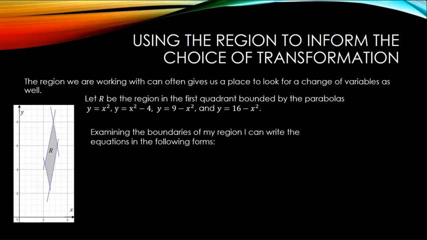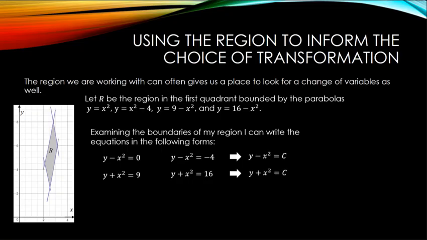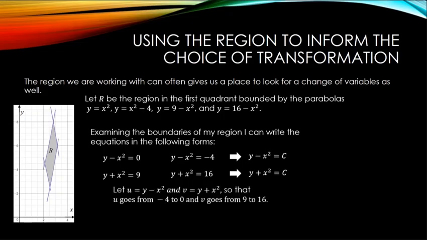When I examine the boundaries, I can write my equations in the following forms. Y minus x squared is equal to 0, y minus x squared is equal to -4, which I can interpret as y minus x squared is equal to a constant. I also get y plus x squared is equal to 9 and y plus x squared is equal to 16, which I can also interpret as y plus x squared is equal to a constant. So my choice of change of variables will be to let u equal y minus x squared and v equal y plus x squared, so that u will go from -4 to 0 and v will go from 9 to 16.